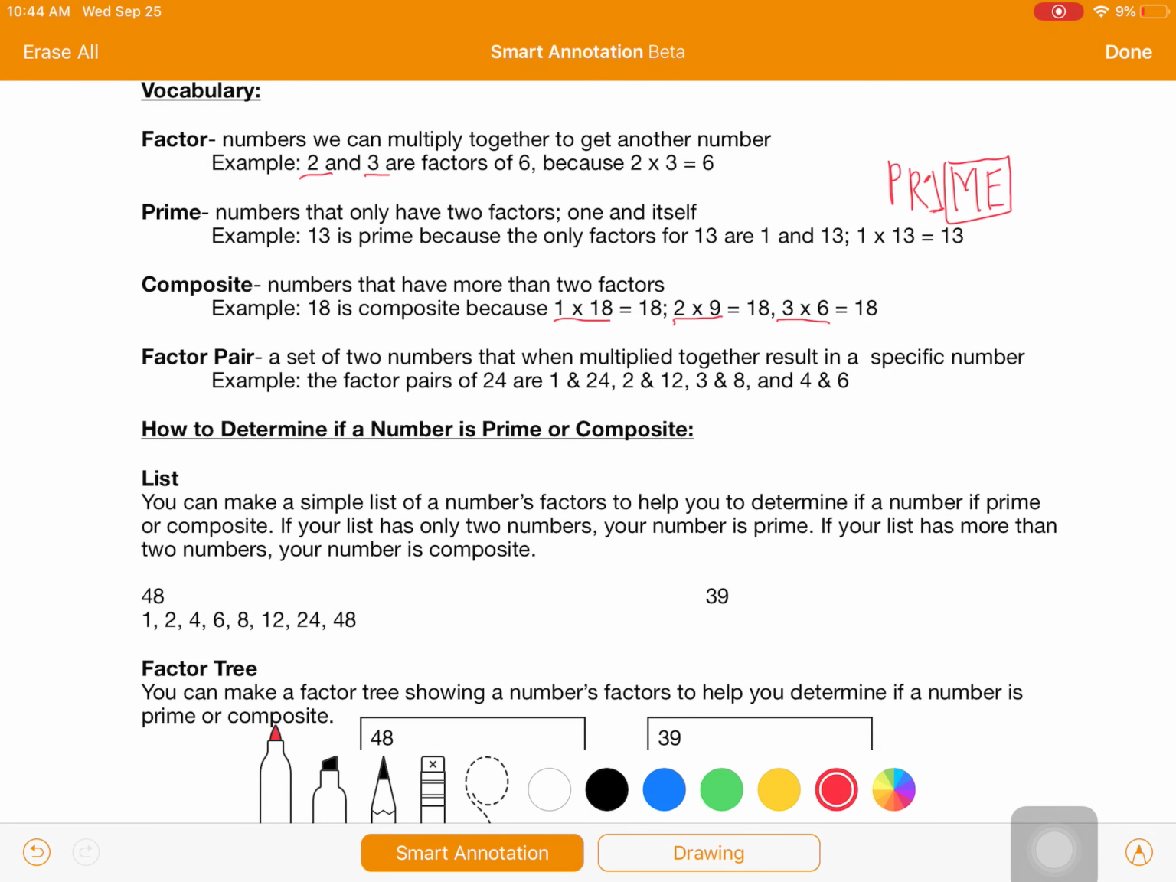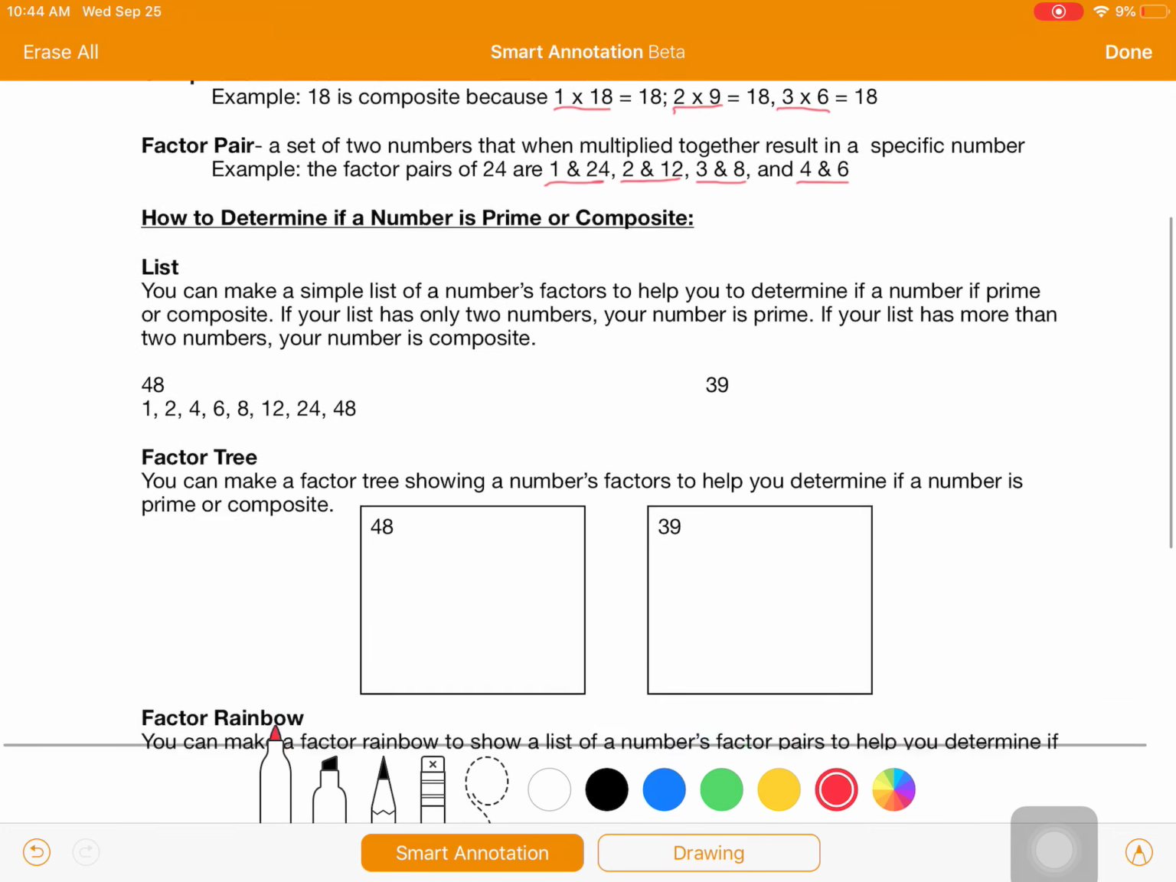A factor pair is a set of two numbers that when multiplied together result in a specific number. So for example, the factor pairs of 24 are 1 and 24, 2 and 12, 3 and 8, and 4 and 6. Those are all of the pairs of numbers that when multiplied together would equal 24. We call those factor pairs.